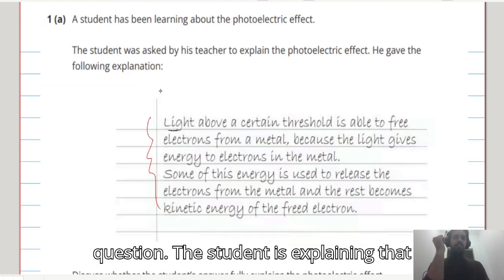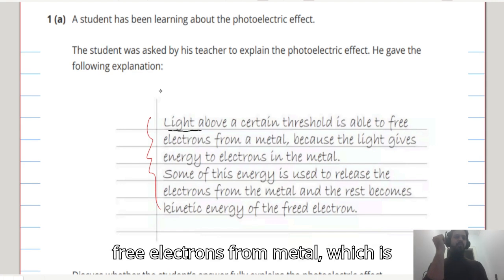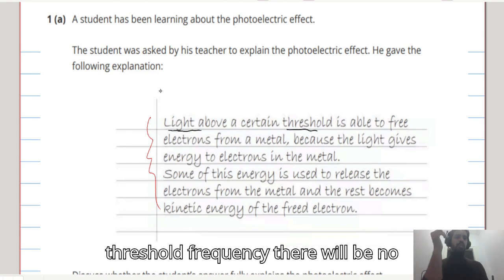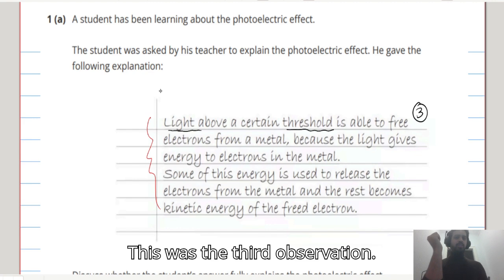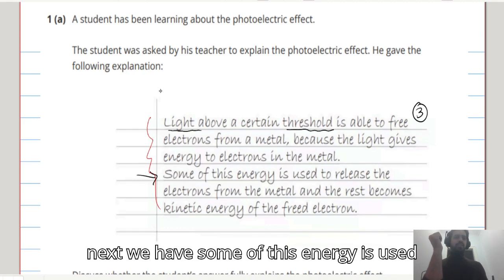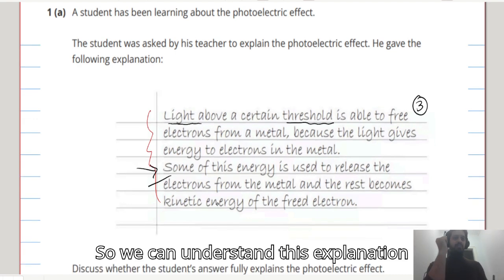The student is explaining that light above a certain threshold is able to free electrons from the metal, which is another way of saying that below this threshold frequency, there will be no photoelectric effect. This was the third observation. Next, we have "some of this energy is used to release the electrons." So they are talking about work function. So we can understand this explanation like this.